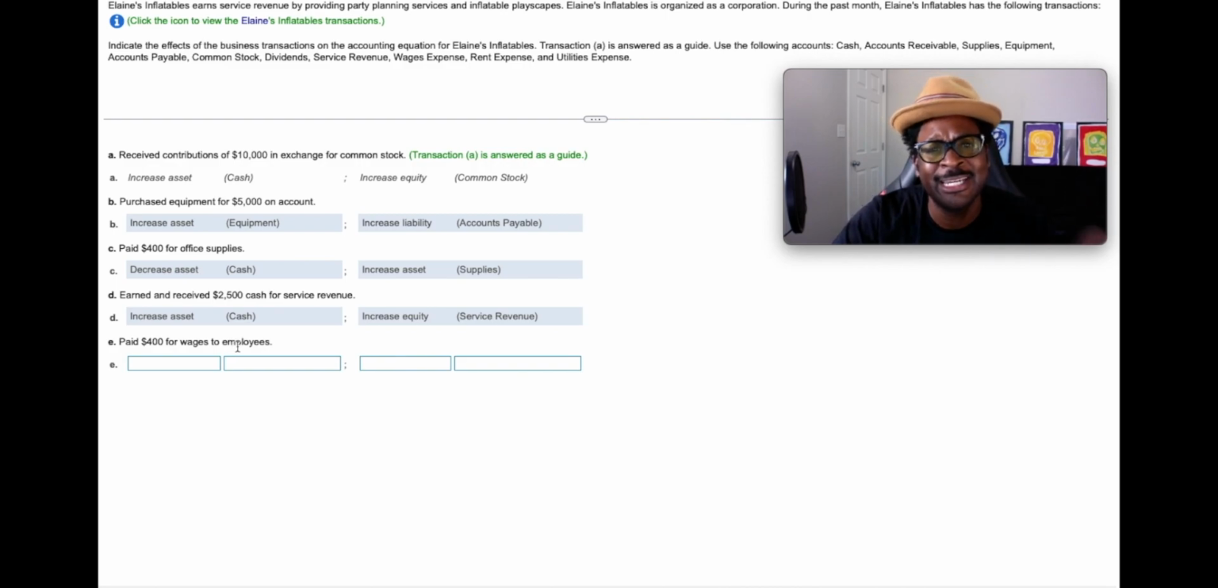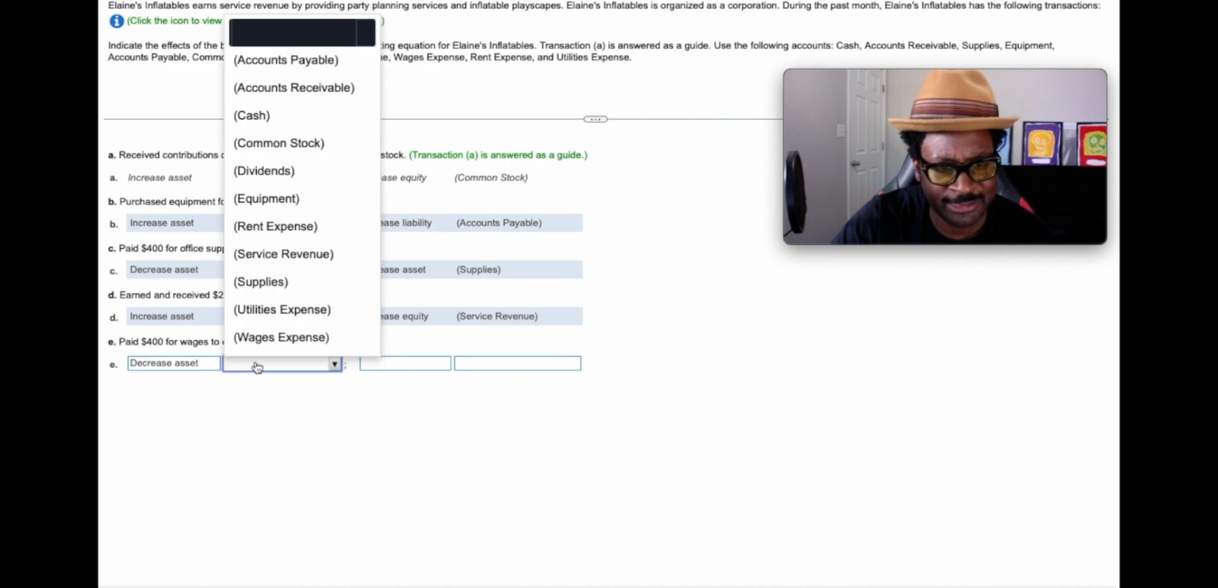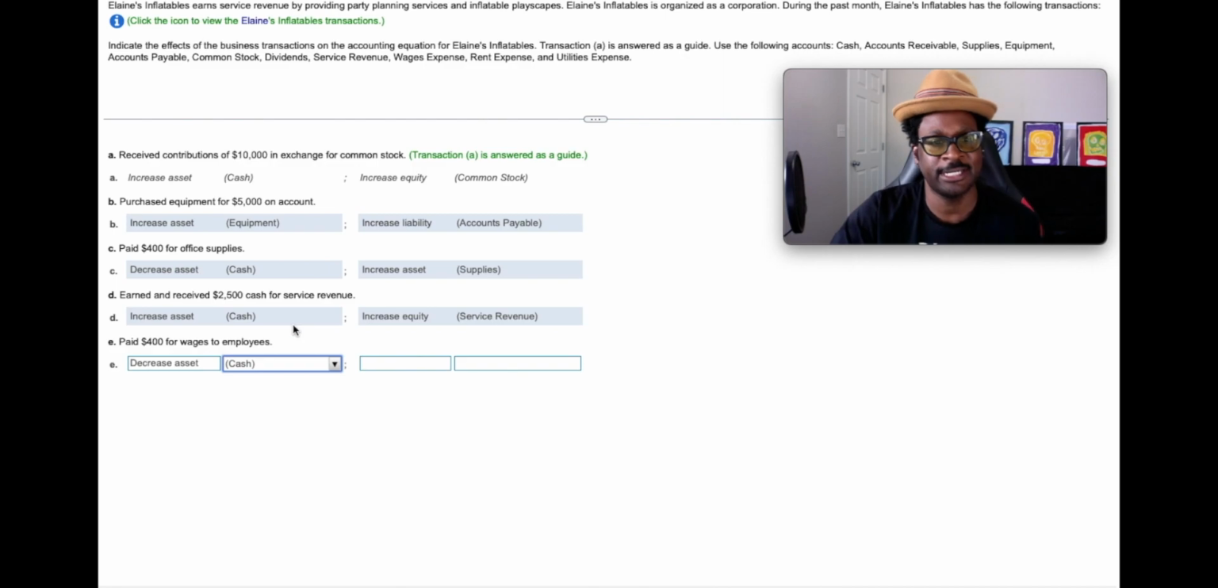Easy breezy, gang. We already identified the keyword paid, and anytime we see the word paid and the company's paid, cash is going down. Cash happens to be an asset, so we're going to decrease this asset, which is cash, by the $400. And the other keyword is wages. Wages happens to be an expense to the company.